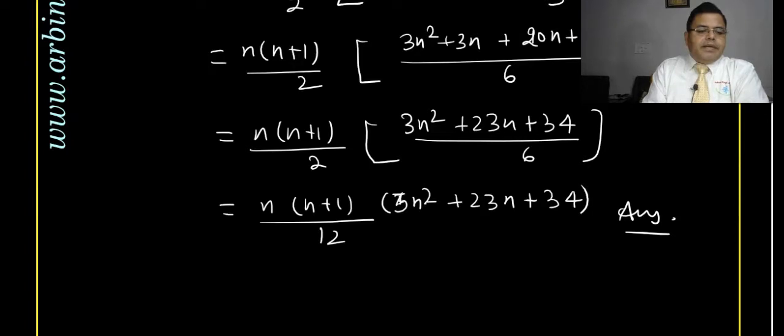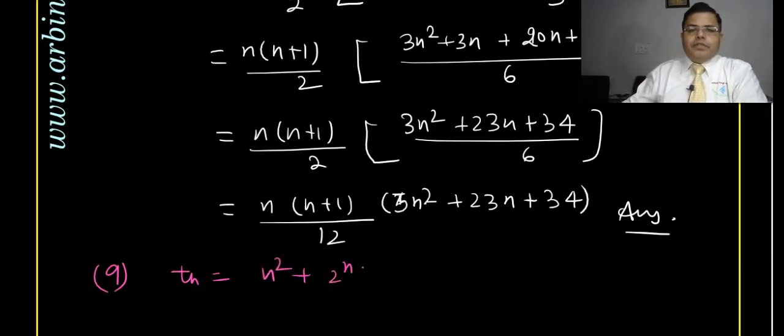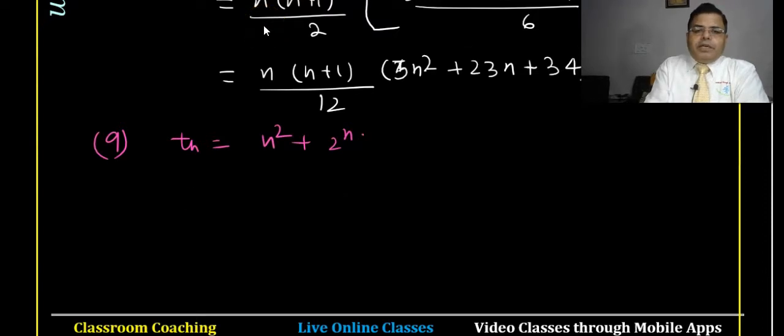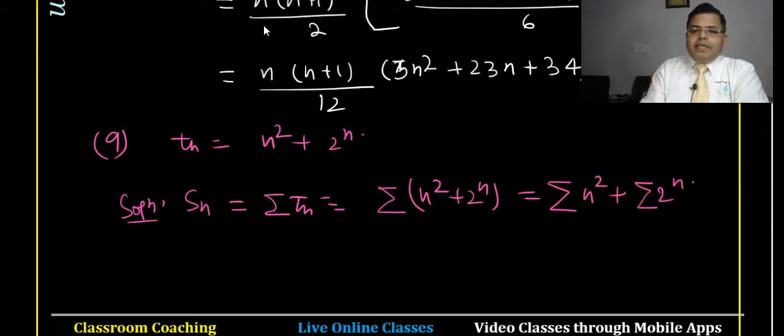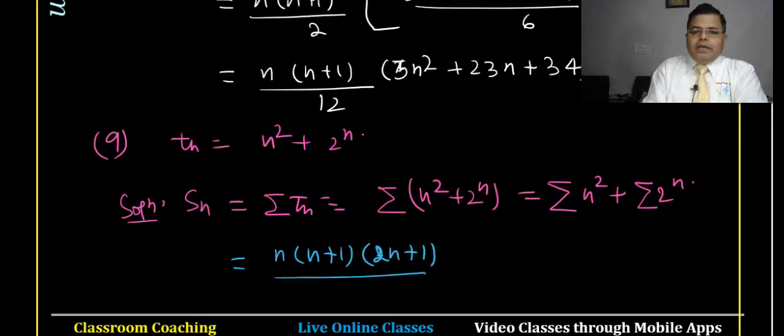Now question number 9, and question number 9 is given that Tn is equal to n square plus 2 to the power n. So Sn is equal to sigma Tn. So if you put it, sigma Tn will be sigma of n square plus 2 to the power n. That will be sigma n square plus sigma 2 to the power n. And what is n? n is 1 to n. So that will come here, sigma n square will be n into n plus 1 into 2n plus 1 whole divided by 6.